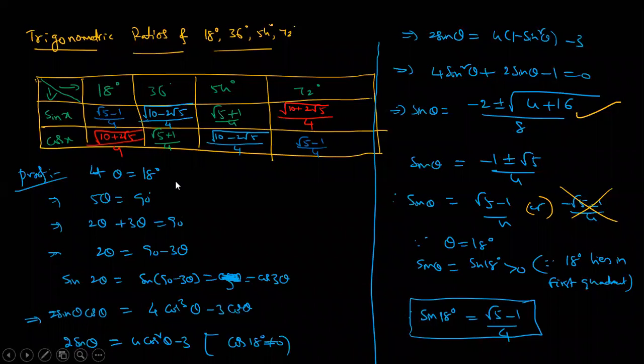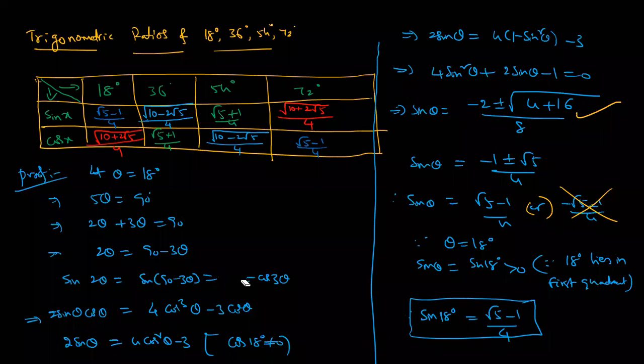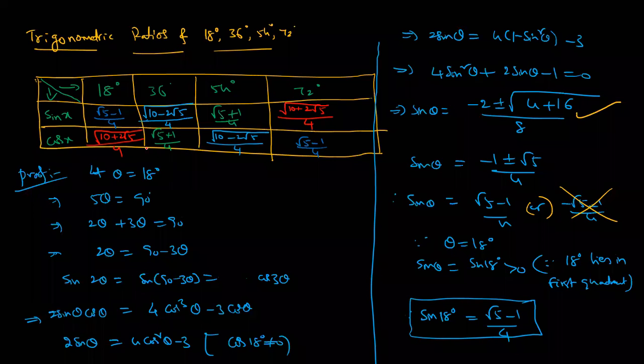So what is the value of sine 18 degrees, anyone? What is that? Root 5 minus 1 by 4. Complementary angles means sin 18 is equal to cos 72. You should remember like this, complementary angles. So this is the proof.